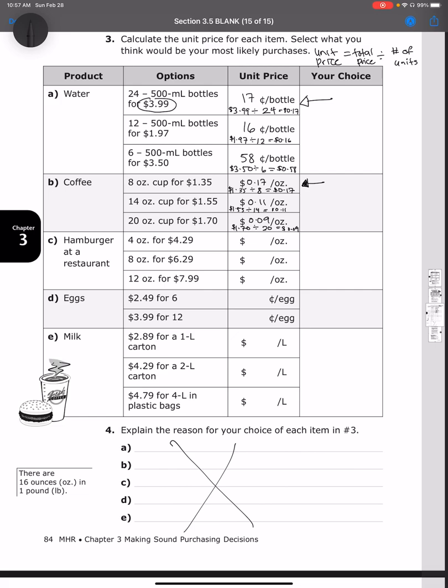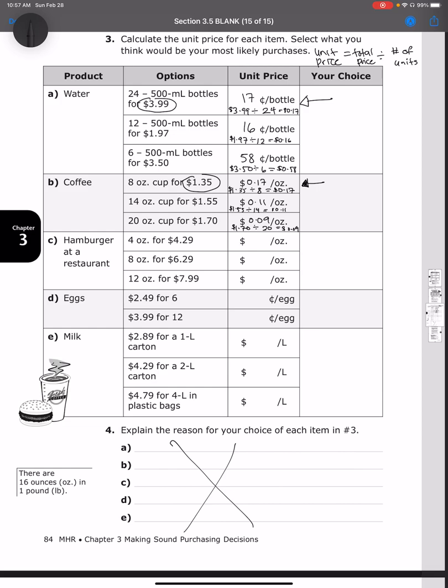So this one up here, in my opinion, makes the most sense to purchase. Even though it has the highest unit price, it is the cheapest overall price. And personally, for me, I don't need that much coffee. 8 ounces is enough. So I'm okay with buying the cheapest overall price, but it having the highest unit price. I'm okay with that. You might have a different coffee selection that you would choose.